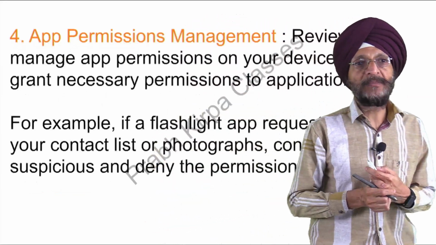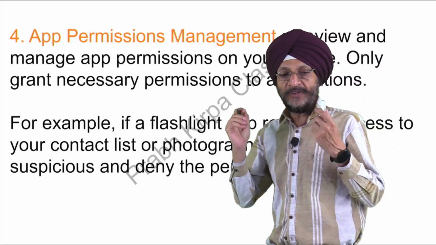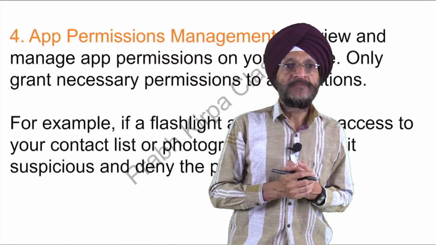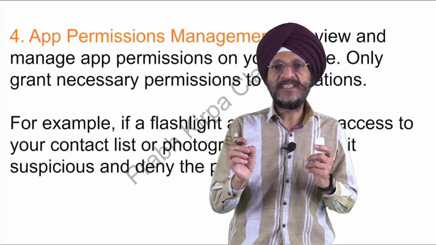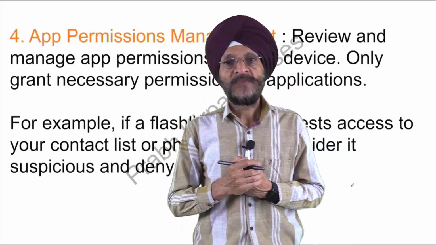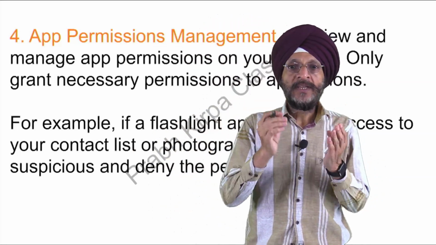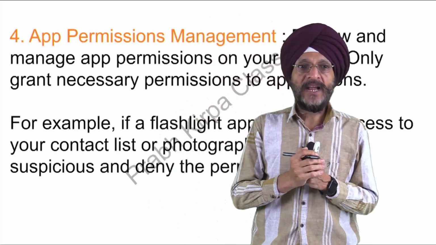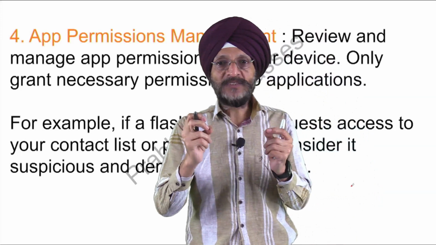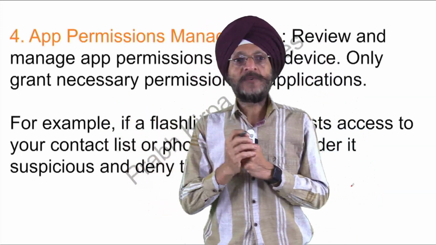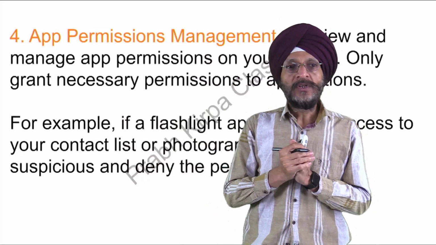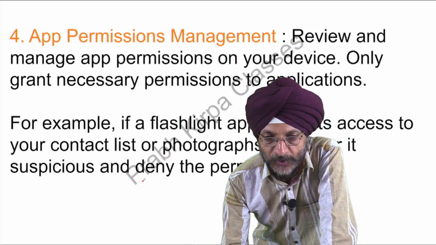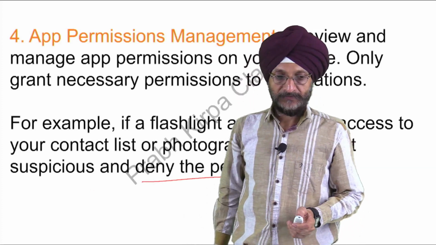Fourth point is app permissions management. We should review and manage app permissions on our device. We should grant only necessary permissions to applications. For example, if we download a flashlight app on our mobile device and the app requests access to our contact list or photographs, we should consider that this app is suspicious and we should deny the permissions.